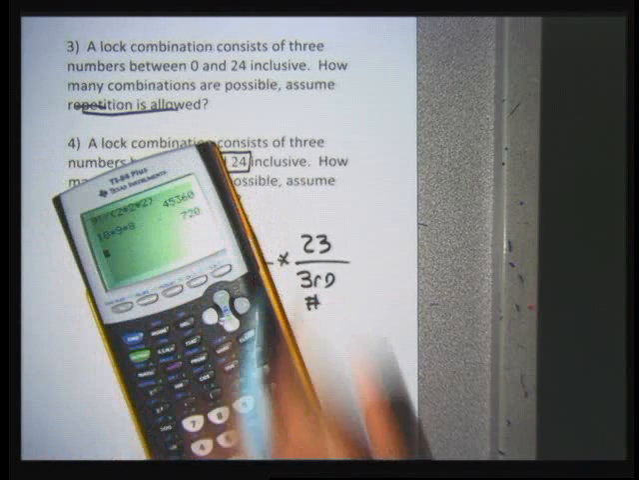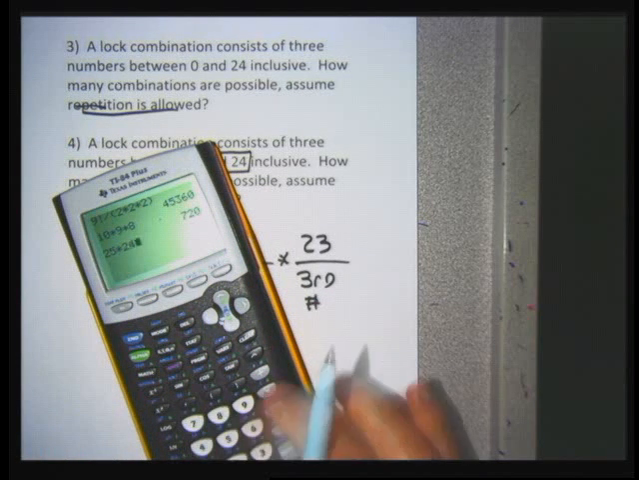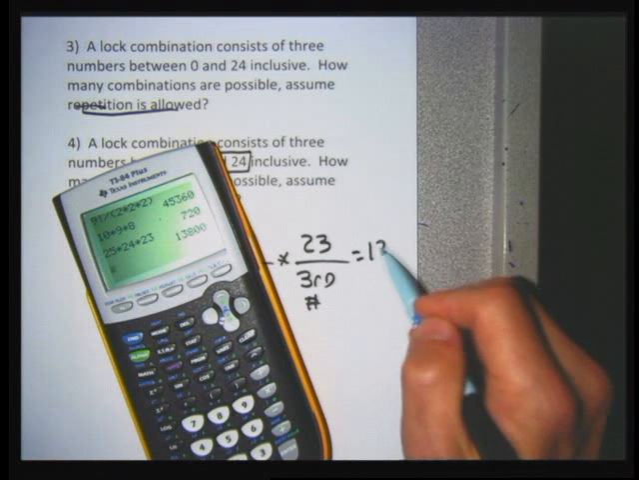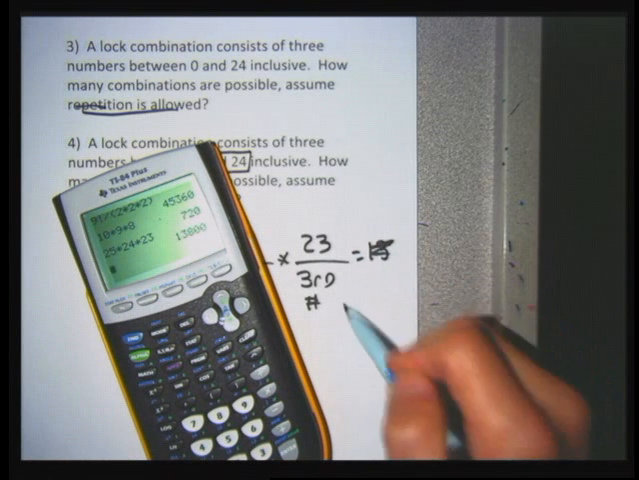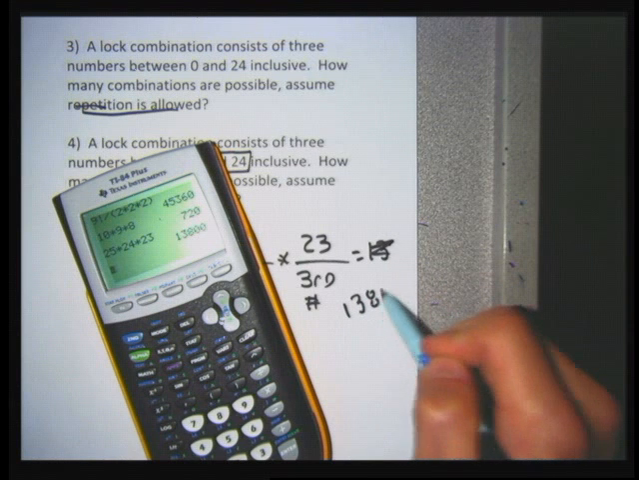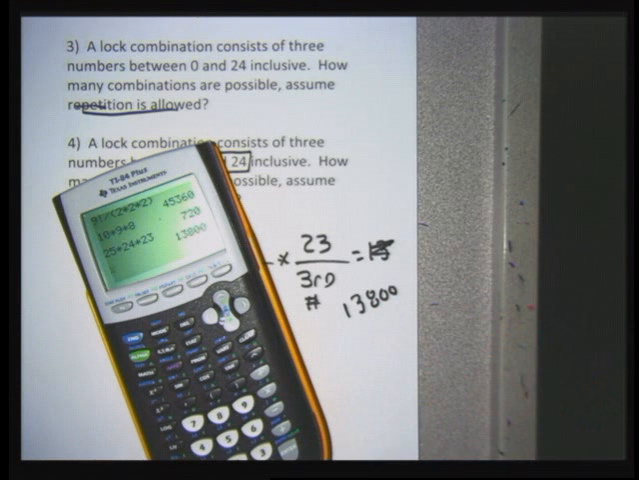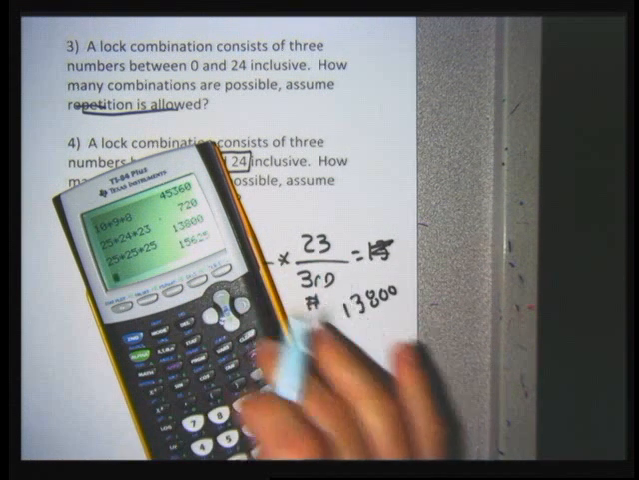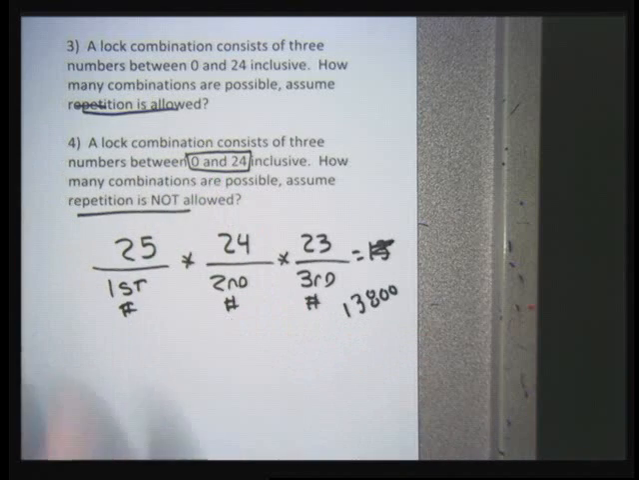For you, it's going to be 25 times 25 times 25 because you're allowed to repeat numbers. But I have to decrement down once each time because I'm not allowed to repeat numbers. And for my problem 4, it's going to be 13,800. For yours, it's going to be 25 times 25 times 25. 15,625 would be the answer to number 3.